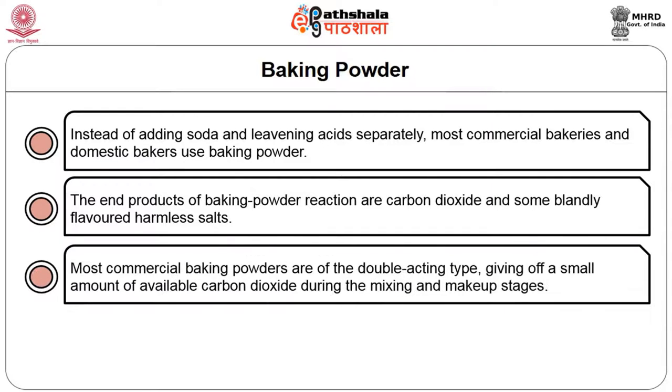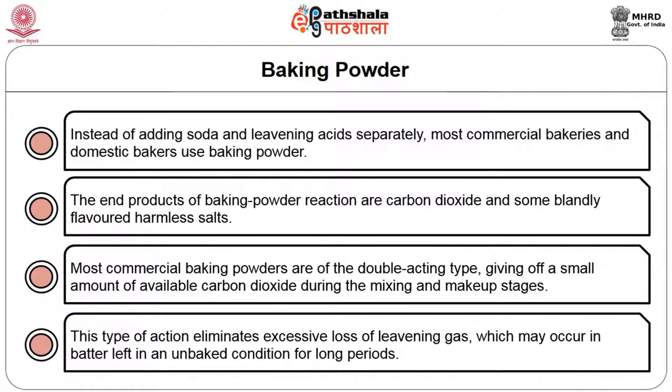Most commercial baking powders are of the double acting type, giving off a small amount of available carbon dioxide during the mixing and makeup stages, then remaining relatively inert until baking raises the batter temperature. This type of action eliminates excessive loss of leavening gas, which may occur in batter left in an unbaked condition for long periods. Microorganisms that release carbon dioxide as part of their life cycle can be used to leaven products.